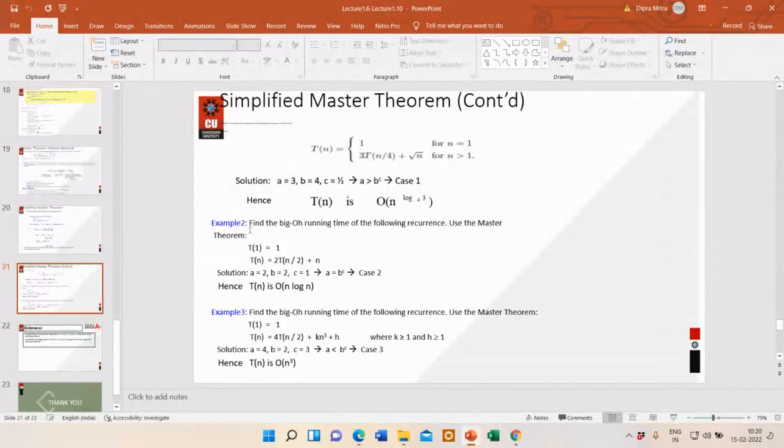Now see example 2: find the big O running time complexity using the master theorem. T of n equals 2T of n by 2 plus n. Applying this, a is 2, b is 2, c is 1, so a equals b to the power c. It is satisfied, so you can write big O of n log n. In this way, by using the master theorem, you can calculate the time complexity of a given recurrence relation.